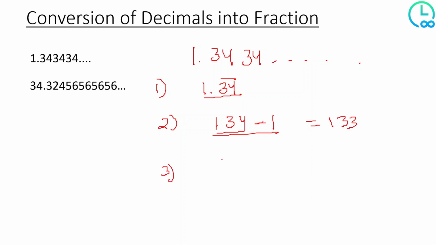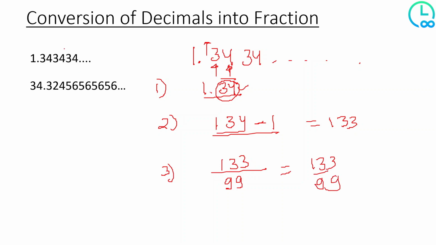Now, last step, 133 upon. In the denominator there will be two things, 9s and zeros. The number of 9s will depend on the number of digits under the bar, that is 2. So here there will be two 9s. The number of zeros will depend on the number of digits after the decimal that are non-repeating. So here there are 0 digits after the decimal that are non-repeating. So the answer will be this. This is the fraction form of this number.